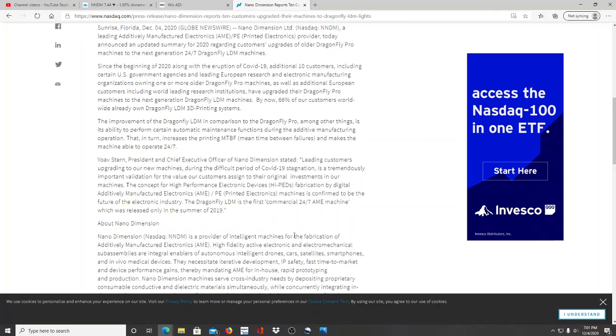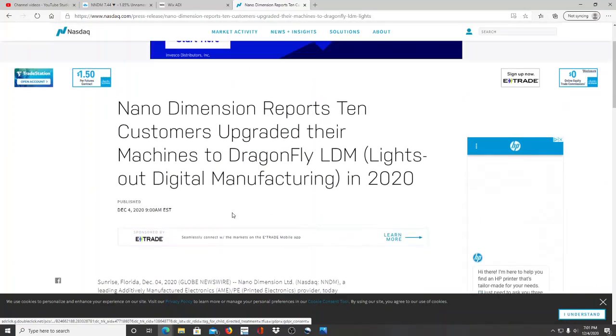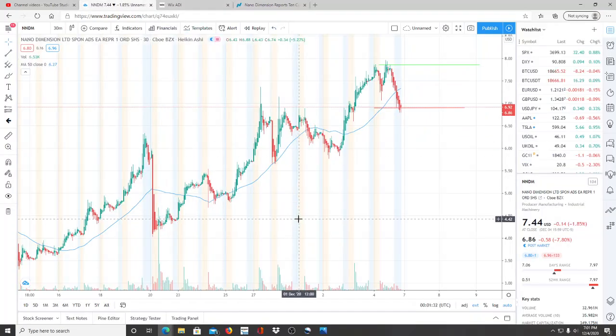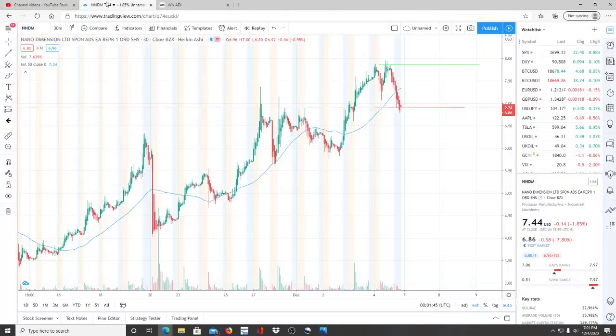This right here is great news. The fact that orders are happening, this is a legit company, there is a real product, and there are customers, right? That's a really good sign. Now 10 customers upgrading their machines to the Dragonfly is just the beginning of Nano Dimensions orders for this new innovation and product. It's pretty awesome because people don't have to be present, and it can continue doing its 3D printing. So this was great news. And when you look at the chart overall, it's just kind of doing the opposite of what great news does. But we're going to jump into all of this in just a moment.